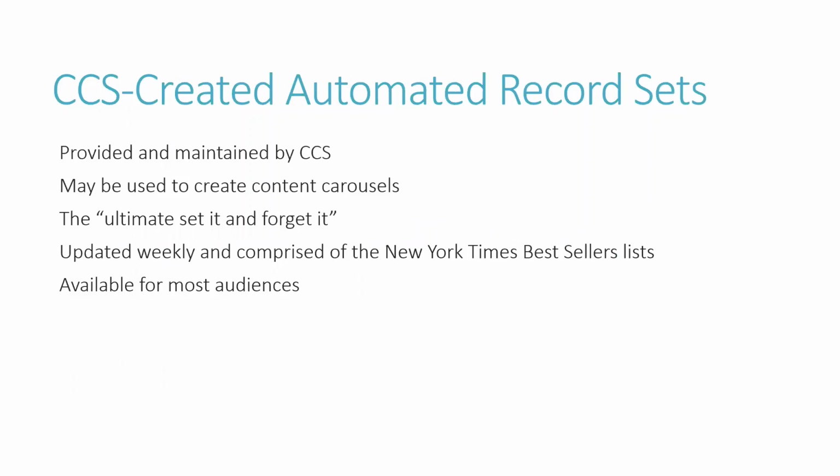Okay, so let's talk a little bit about automated record sets. These are a little bit different. CCS provides 16 automated record sets that may be used to create those same types of content carousels. These are a great, what I call, set it and forget it option to automatically update without any work from library staff. The record sets are updated weekly and comprised of New York Times bestseller lists. And there's a carousel for almost every single audience.